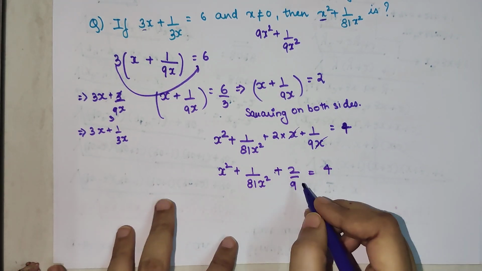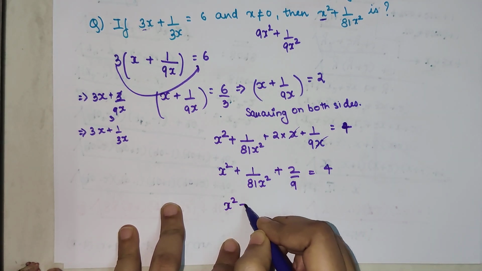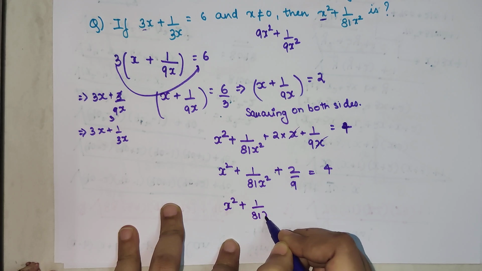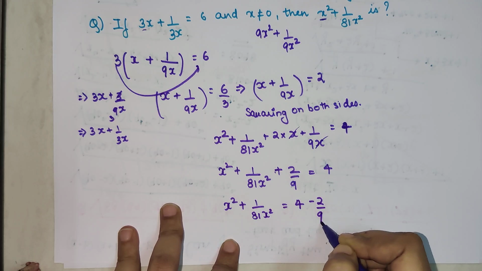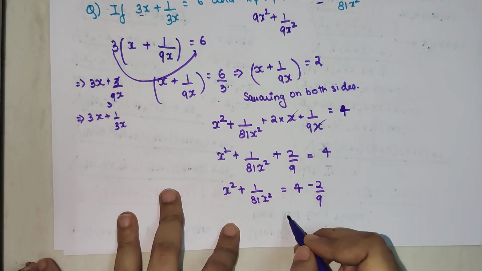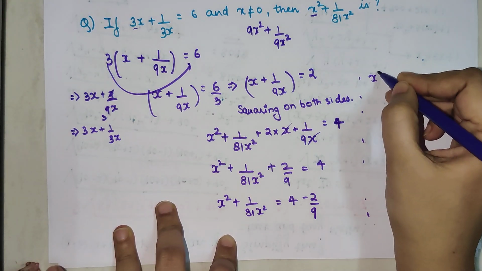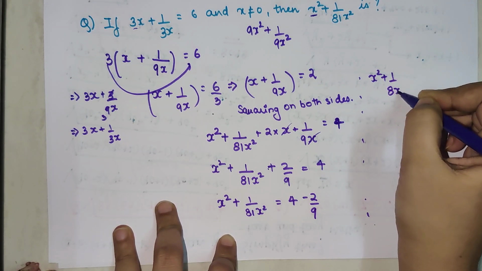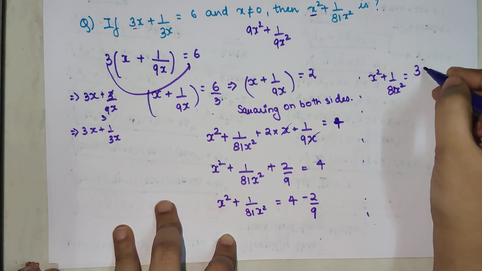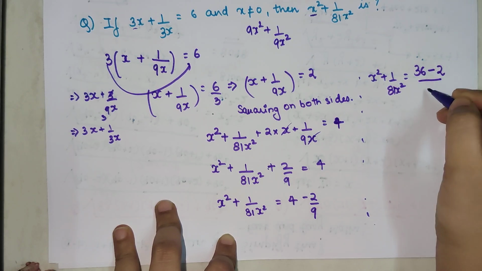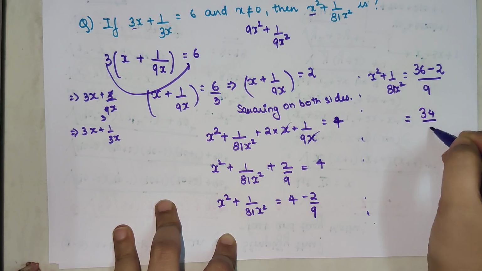Okay, now you can just simply shift it to the other side. So you have x square plus 1 upon 81 x square is equal to 4 minus 2 upon 9. And that means your x square plus 1 upon 81 x square is equal to, just take LCM, 36 minus 2 upon 9, and this comes out to be 34 upon 9.